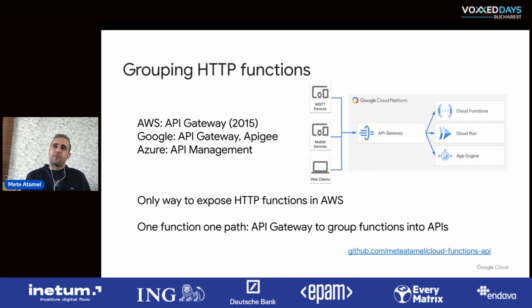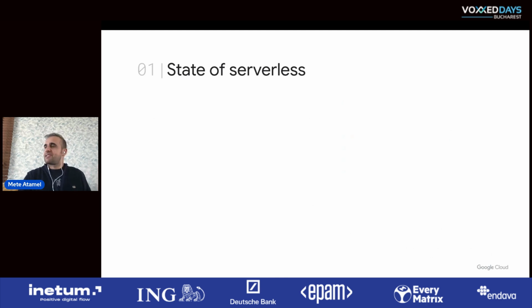But at the same time, if you want to build an API, you're going to have 5-10 functions handling each path in the API. And for that, you still need an API gateway or some kind of load balancer in front of them to group them together. So this was the initial state of serverless with functions.